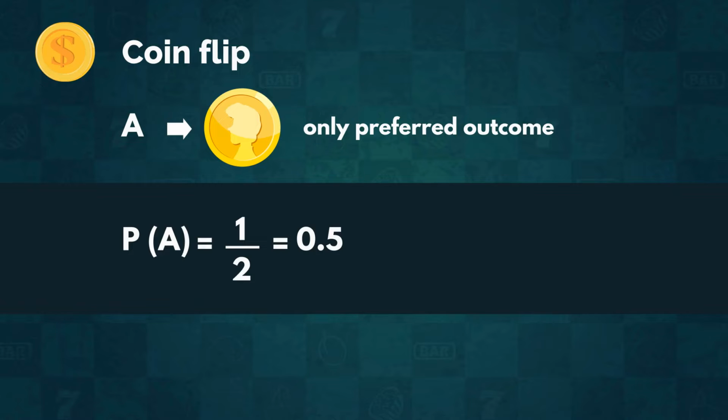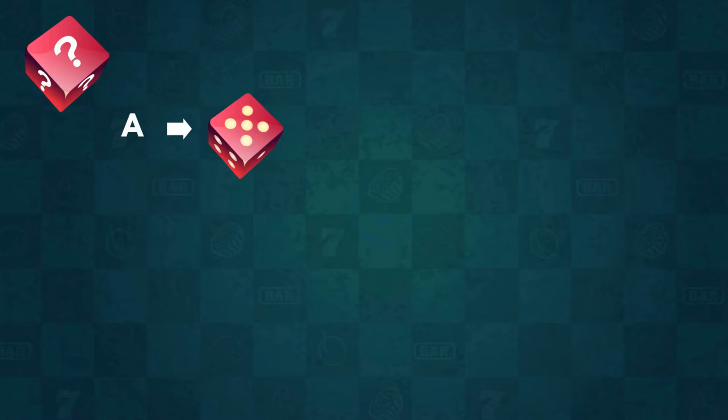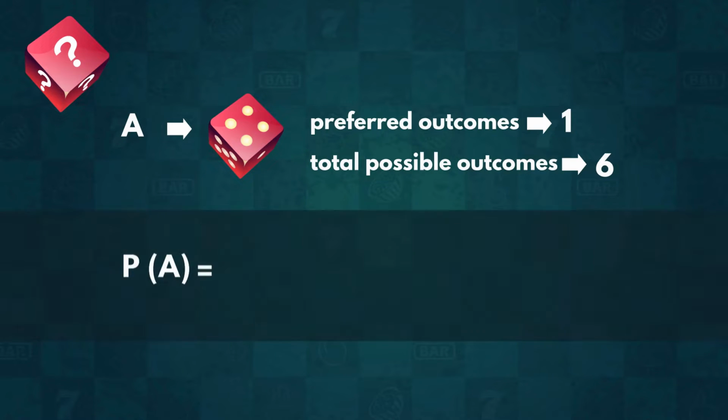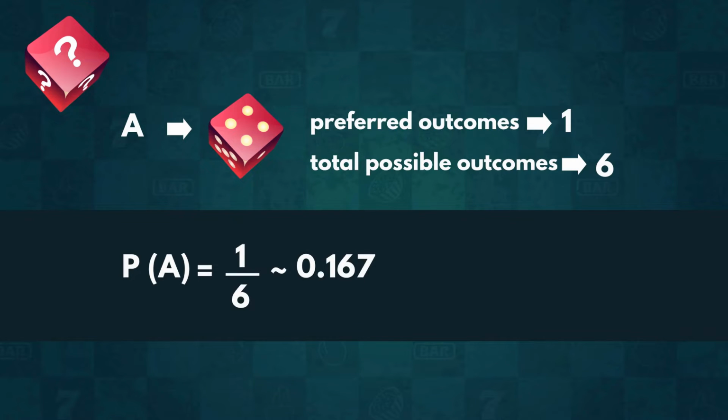All right. Now imagine we have a standard 6-sided die, and we want to roll a 4. Once again, we have a single preferred outcome, but this time we have a greater number of total possible outcomes, 6. Therefore, the probability of this event would look as follows: P of rolling 4 equals 1/6, or approximately 0.167.